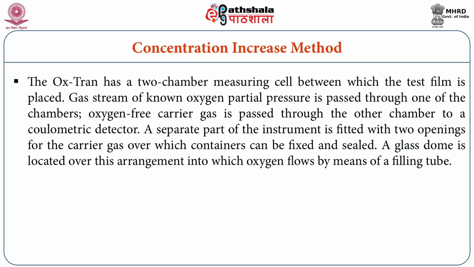The OX-Tran has a two-chamber measuring cell between which the test film is placed. The gas stream of known oxygen partial pressure is passed through one of the chambers. Oxygen free carrier gas is passed through the other chamber to a coulometric detector. A separate part of the instrument is fitted with two openings for the carrier gas over which containers can be fixed and sealed. A glass dome is located over this arrangement into which the oxygen flows by means of a filling tube.